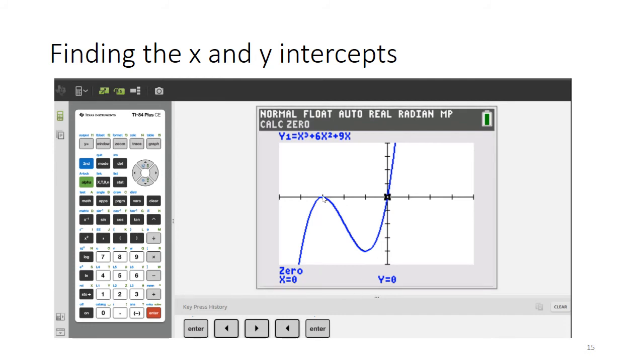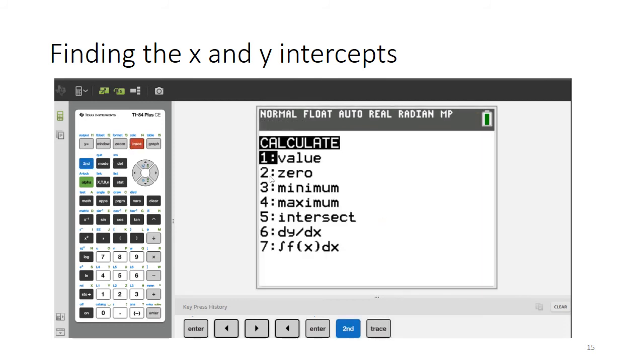Let's do the same thing for this bit. Let's see how we can get the calculator to tell me the coordinate of this one. You go to second, calc again. We want to find the zero.